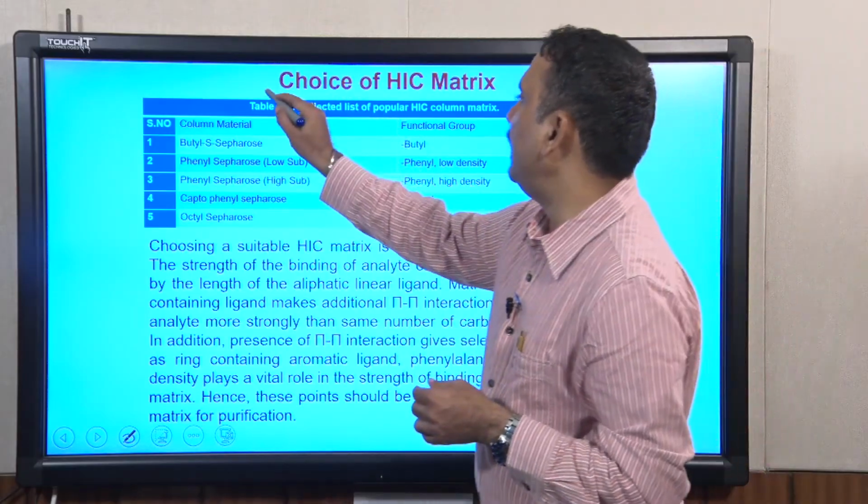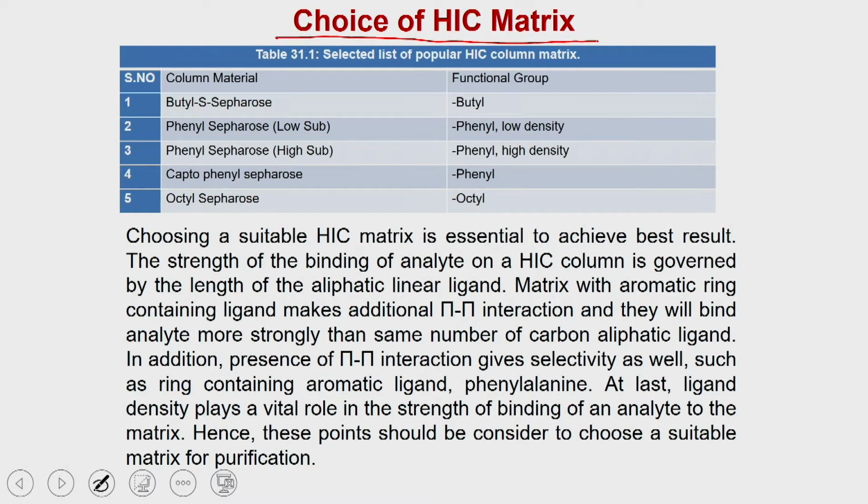So, the choice of HIC matrix, I have given a few examples like butyl sepharose, phenyl sepharose, high substituted and low substituted. Then we have capto phenyl sepharose and octyl sepharose. You can have many more molecules. So, you have the flexibility of having either aliphatic groups or aromatic groups attached to the beads, and accordingly these molecules are going to have differential affinity.